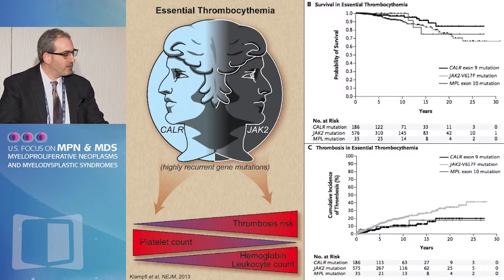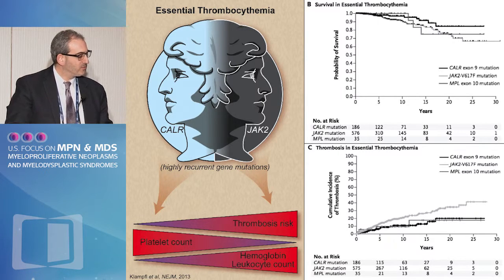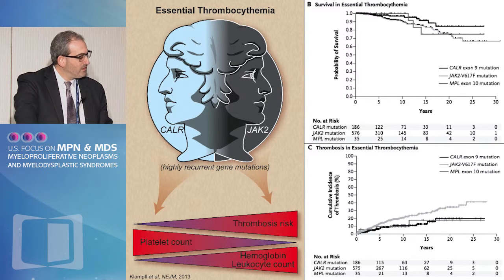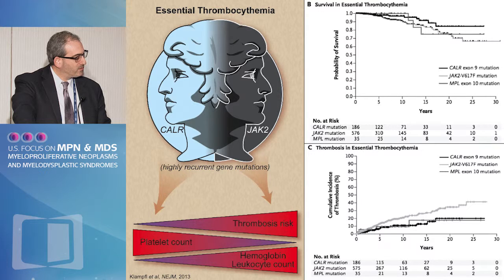Now, that's a good segue to discuss the CALR mutation. This was a mutation that was discovered, or I should say published, in December 2013 by 2 groups with multiple collaborators. And you can see the double-headed figure here, and that's meant to show that there are different clinical and laboratory features in these patients.